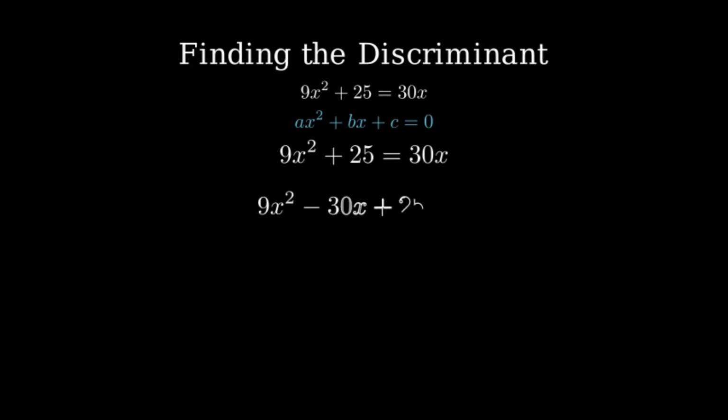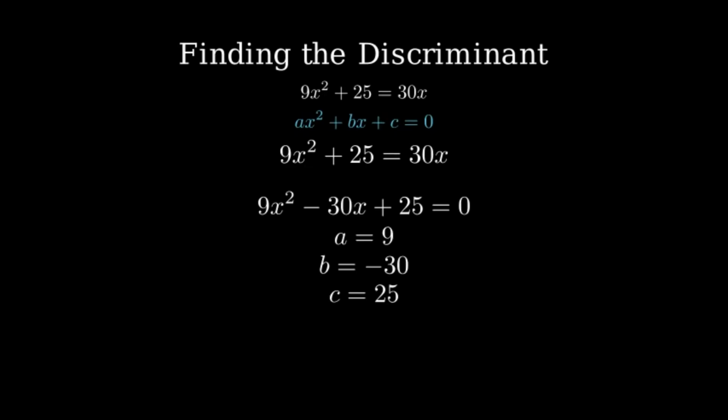Let's find the discriminant of the quadratic equation 9x² + 25 = 30x. First, we need to rewrite the equation in standard form. The standard form of a quadratic equation is ax² + bx + c = 0. To get our equation in this form, let's subtract 30x from both sides. Now, we can identify our coefficients. a = 9, b = −30, and c = 25.